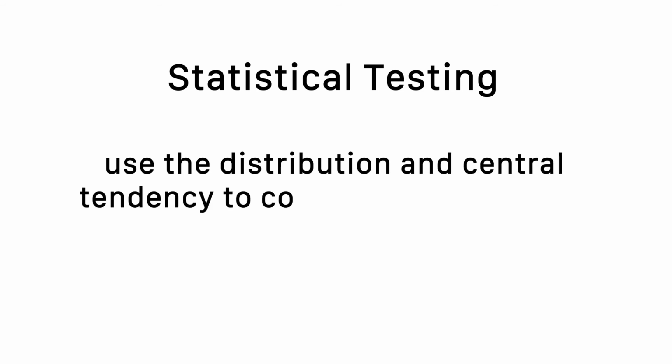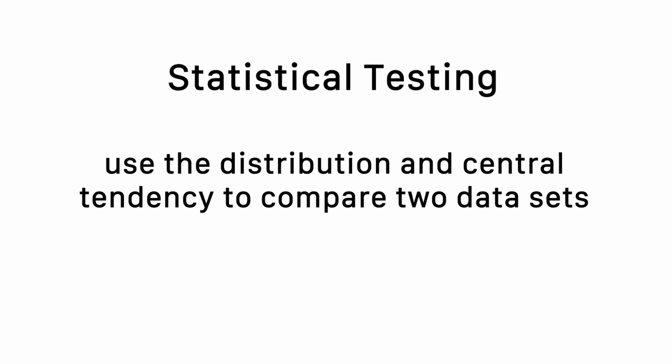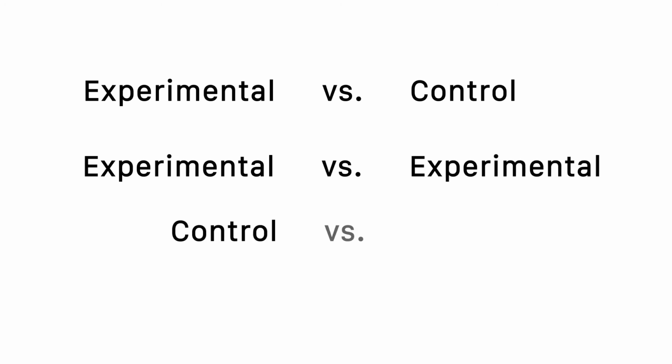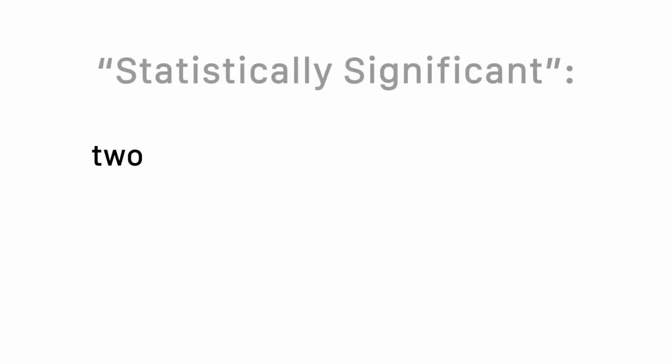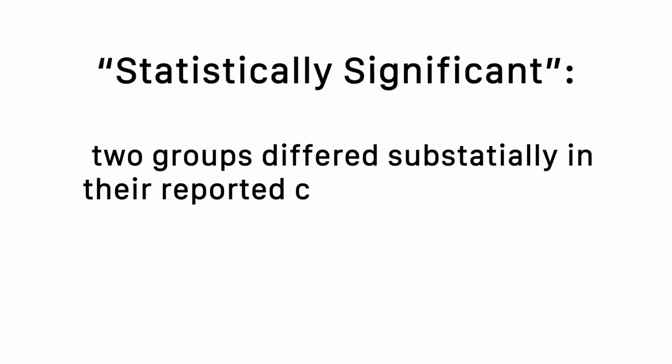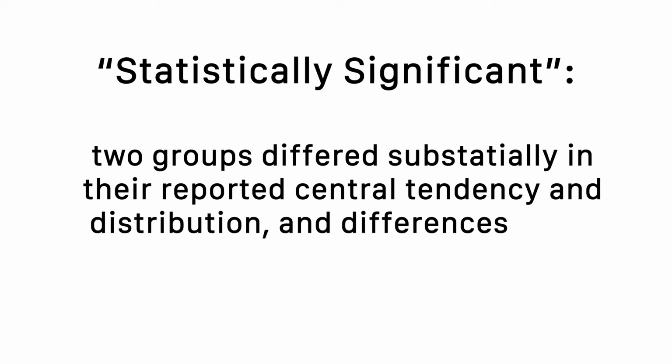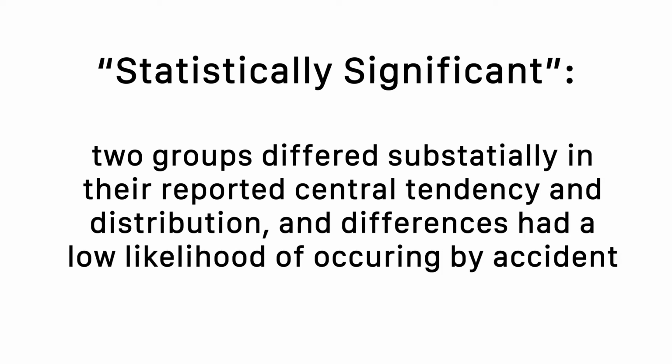We can determine significance by running statistical tests on our dataset. There are many different types of tests that will serve different purposes, but in general they use the distribution and central tendency of the data from two groups to determine whether they differ in an important way. Often these groups are an experimental and a control group, but you can also test between two experimental or two control groups. To say that results were statistically significant means we determined that two groups differed substantially in their reported values, and the chance this occurred by accident was lower than a predetermined threshold.